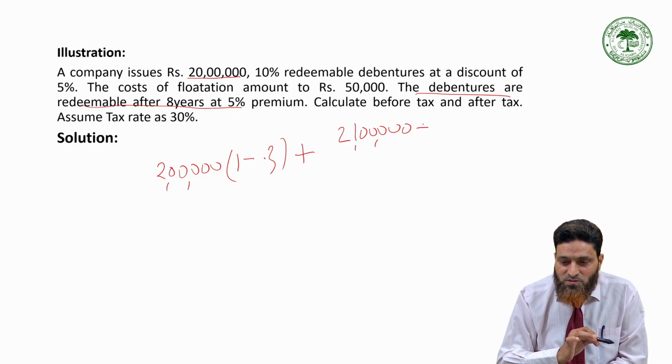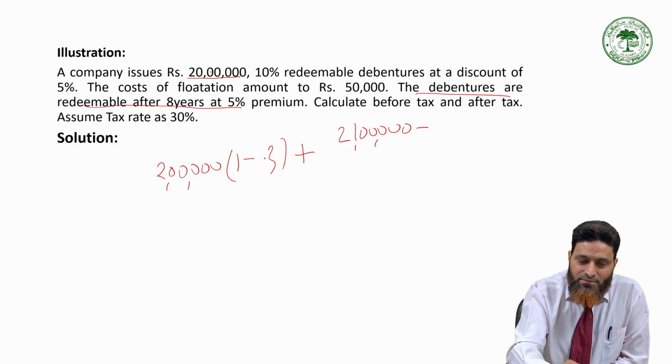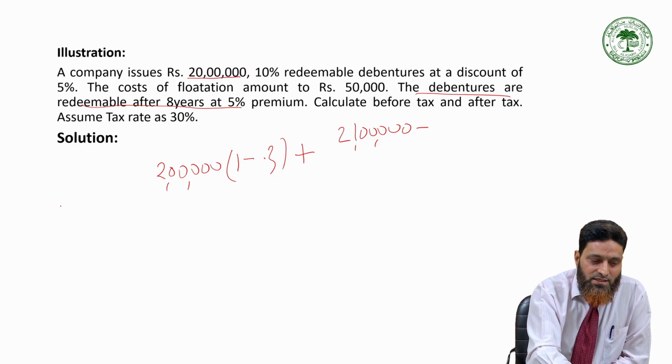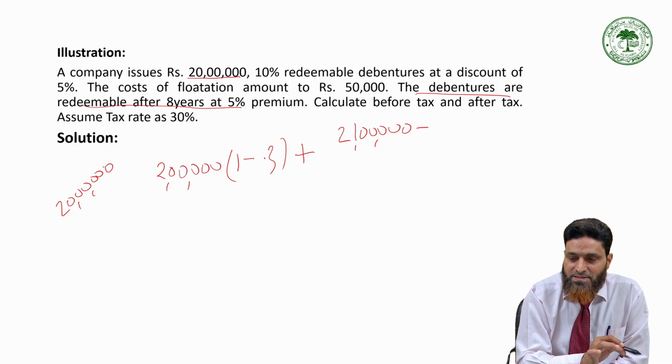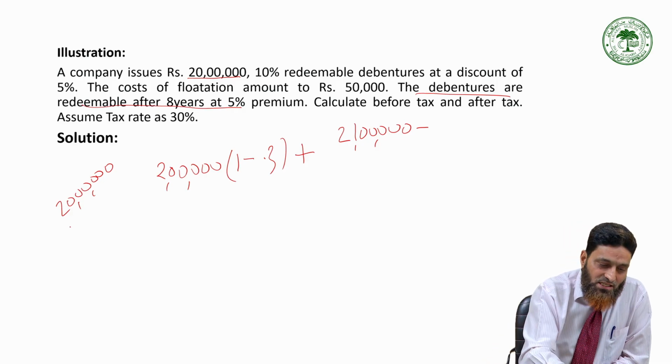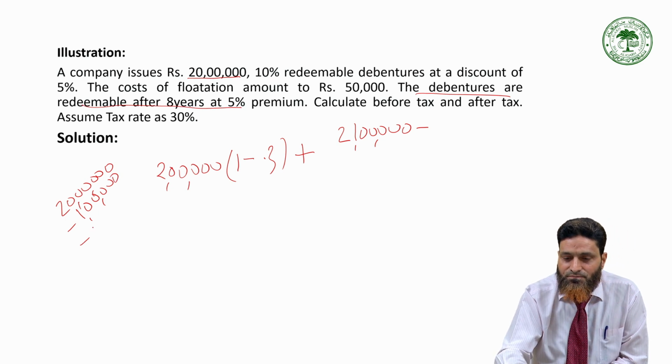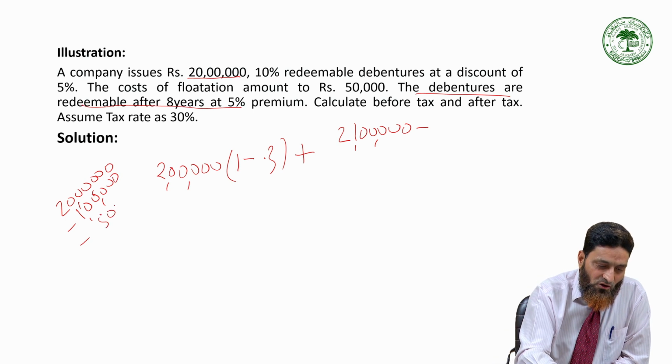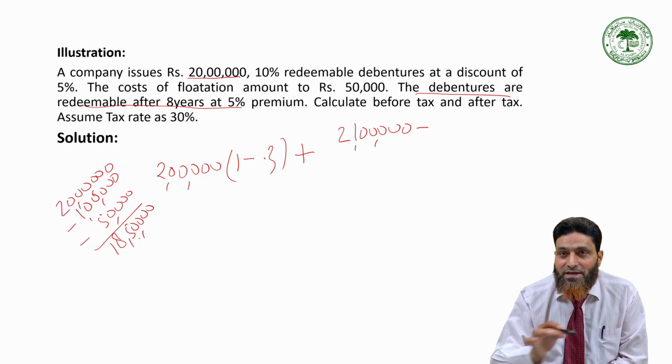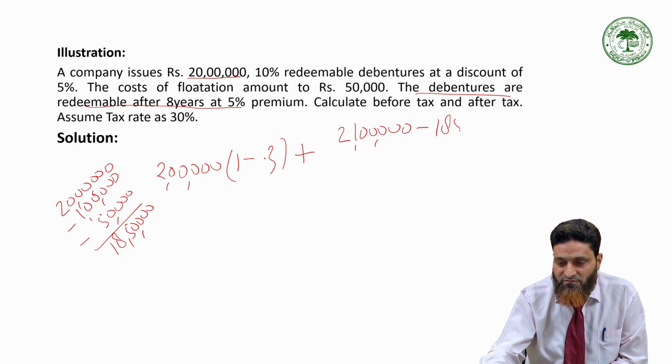And how much was the net proceed? If you calculate net proceed, this 20 lakh was the actual value of debenture. It was issued at 5% discount. So 5% of this 20 lakh means 1 lakh discount was given. And flotation cost amount is given, 50,000. So this amount is the expenditure. So 18 lakh 50,000 is the amount received by the company.